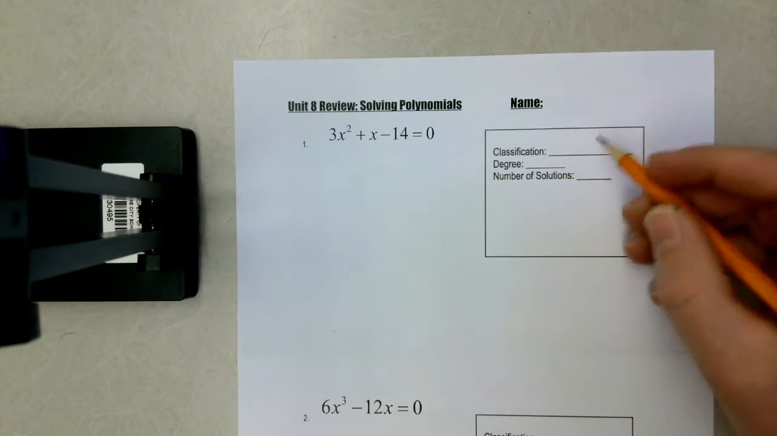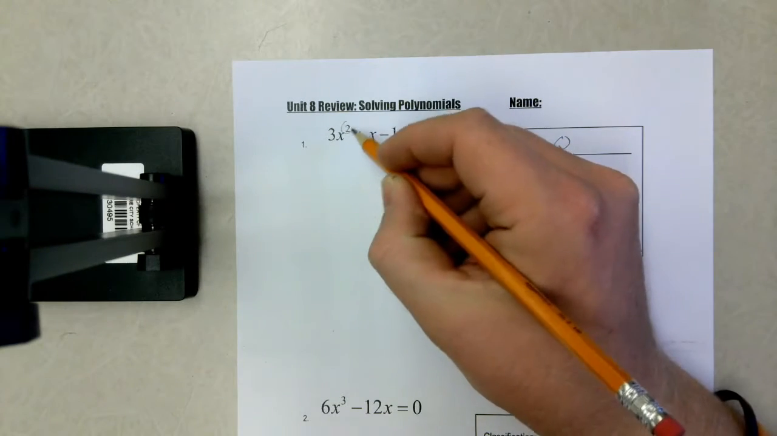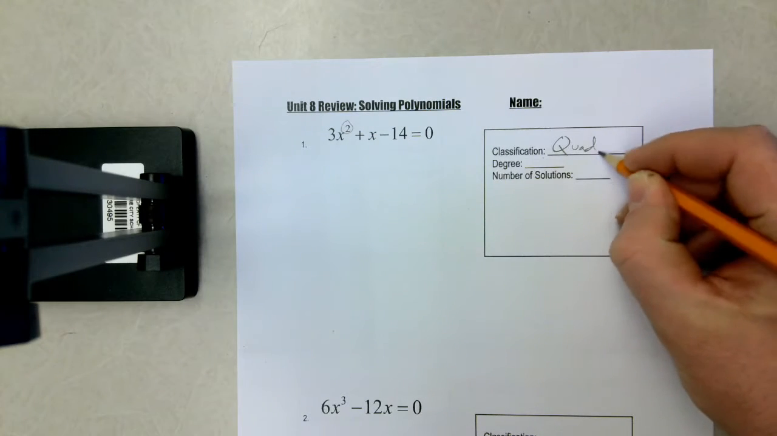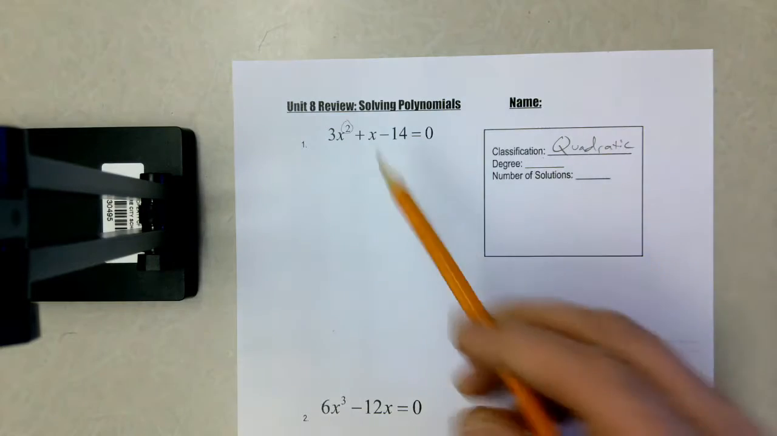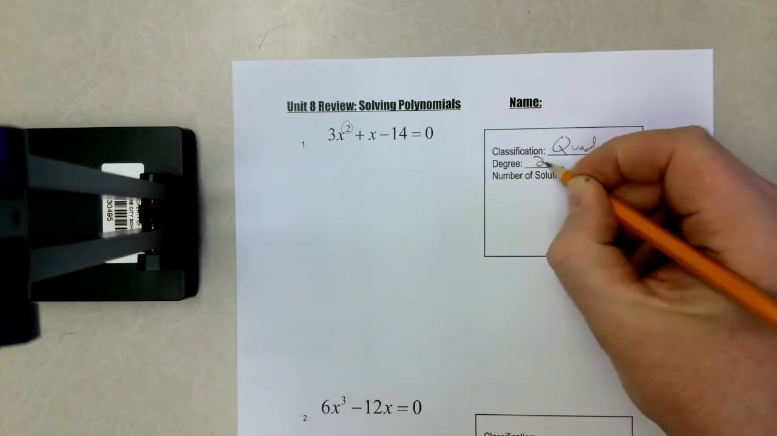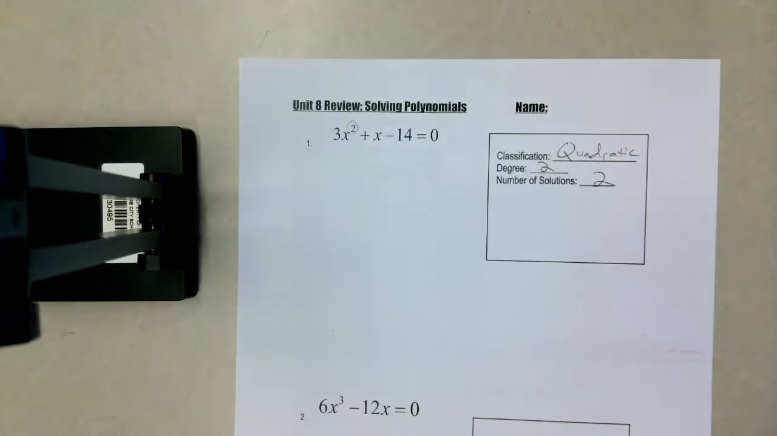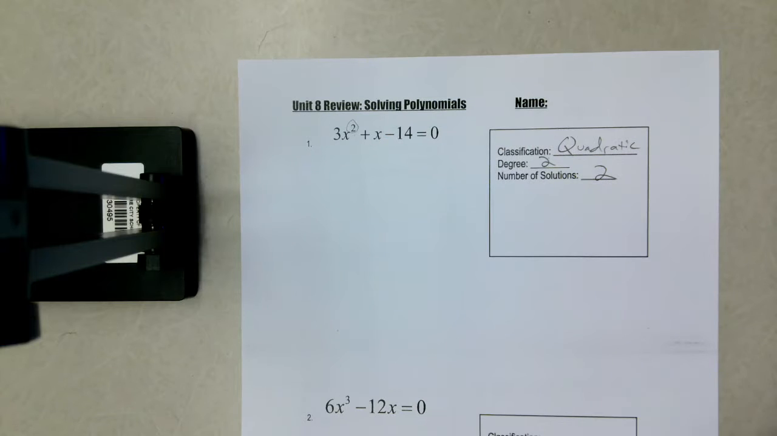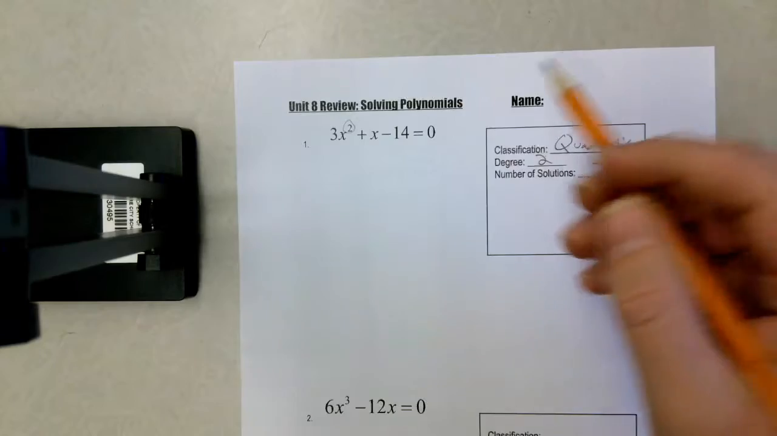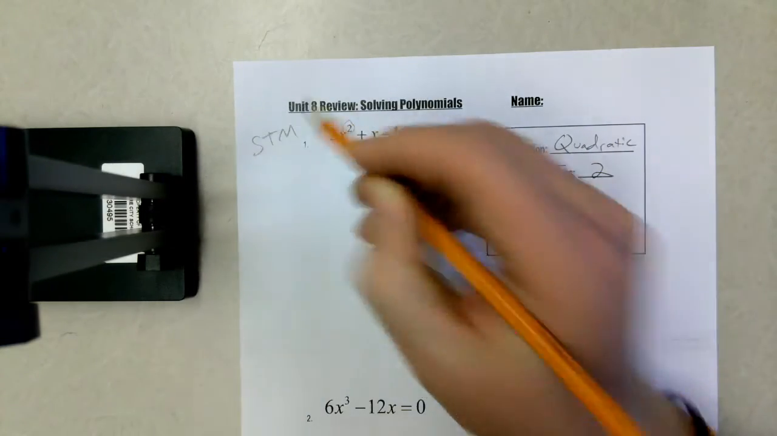Classification just means the name of it. So this one is a quadratic because of our exponent of 2. Since the highest exponent is 2, that's the degree, and the number of solutions is always the same as the degree of the polynomial. All right, so with this method, we can split the middle.